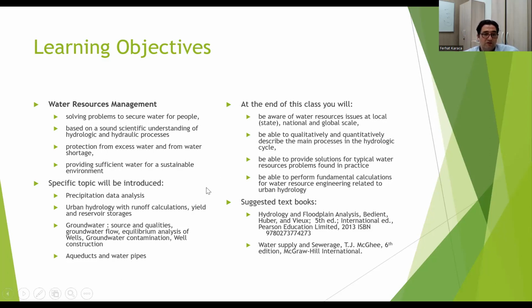Good engineering calculations. Then we will also focus a little bit on groundwater and groundwater contamination, but I will provide some brief information actually because of the time limitation. And then we will focus on aqueducts and water pipes. It's going to be just a kind of quick introduction for the next stage of your learning in water engineering.